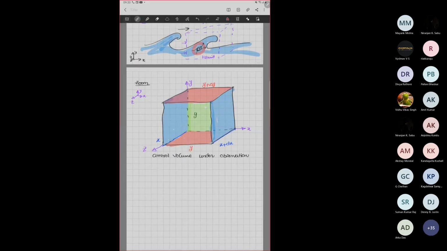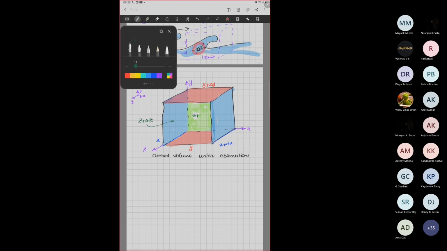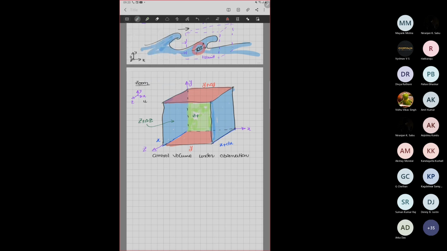The back one is at z location, and the forward one, forward meaning this surface, is at z plus delta z. This is the coordinate system we are trying to follow. Any velocity component in the x direction, we associate with the variable u. Any component in the y direction, we associate with v. Any fluid velocity component in the z direction, in Eulerian terms, we call w.